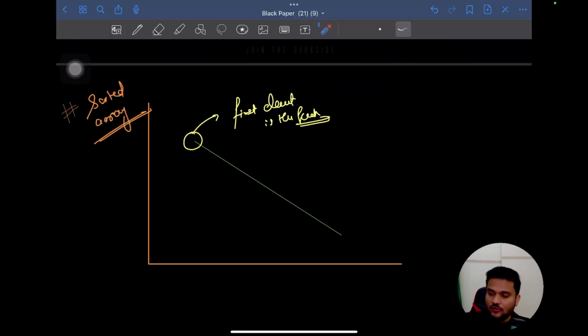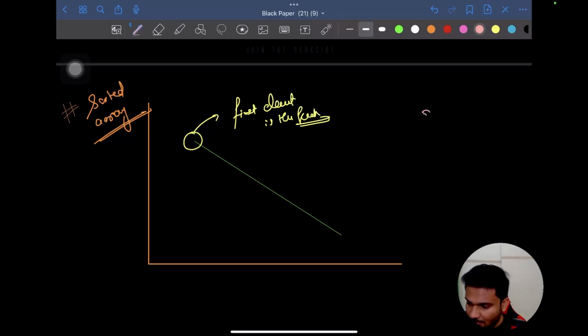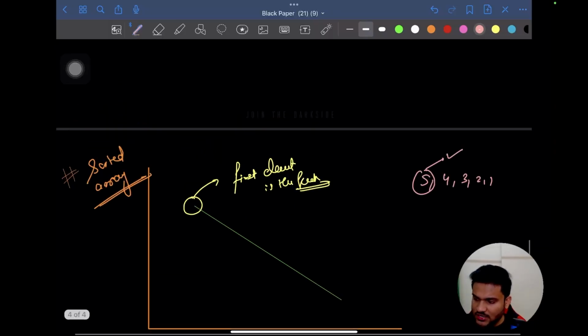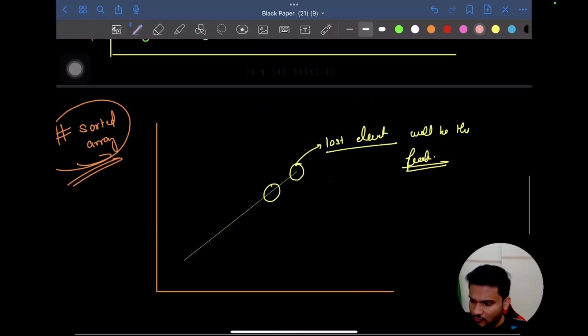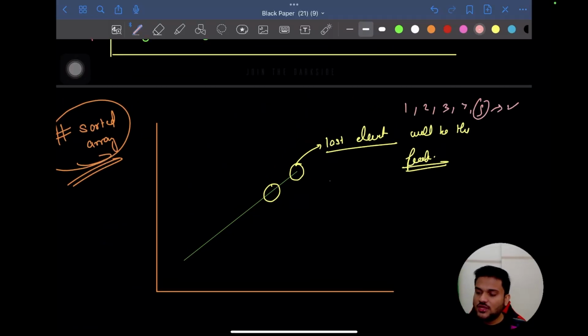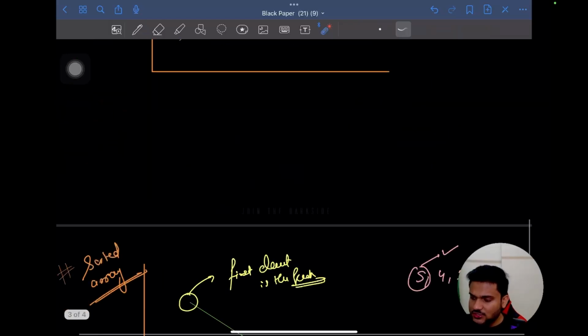So it's a straightforward test case, right? So for example, here you have 5, 4, 3, 2, 1. So in this case, 5 is your answer. And here you have 1, 2, 3, 4, 5. Then also 5 is your answer. One is to the rightmost, one is to the leftmost.